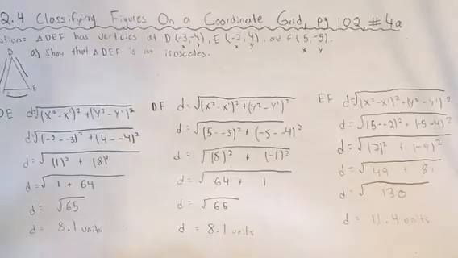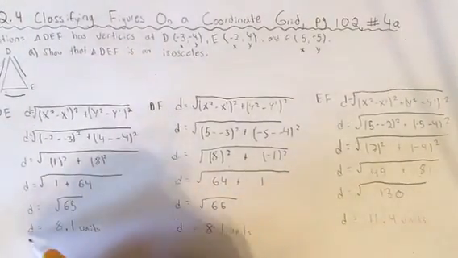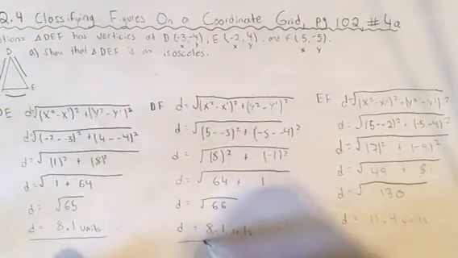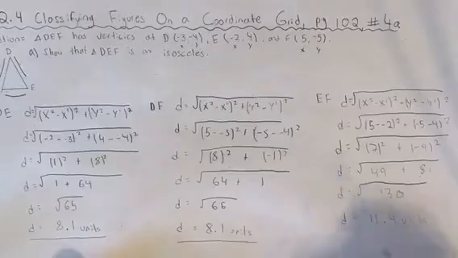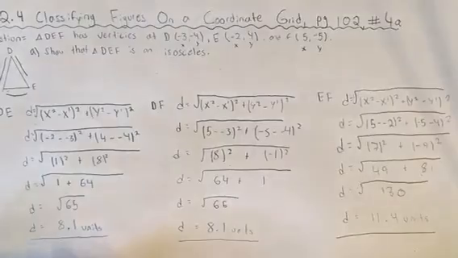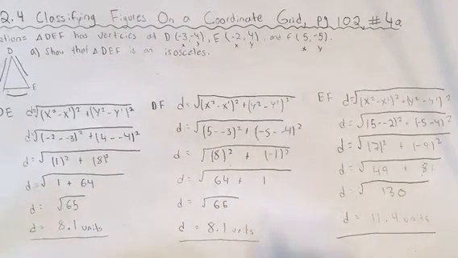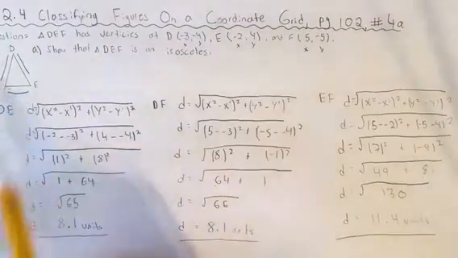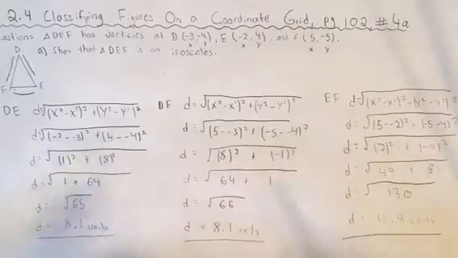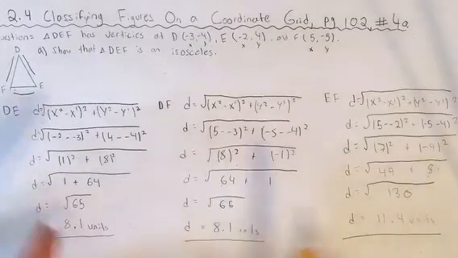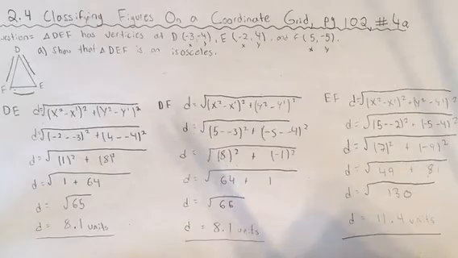Okay, so now we have all of our sides. We have side DE, which is 8.1 units, side DF, which is also 8.1 units, and side EF, which is 11.4 units. Since there are two sides that are the same and one side that is different, triangle DEF is an isosceles triangle. We've proved that by finding the distance of each side and understanding that two of them are the same and one of them is different, which is the requirement for an isosceles triangle.